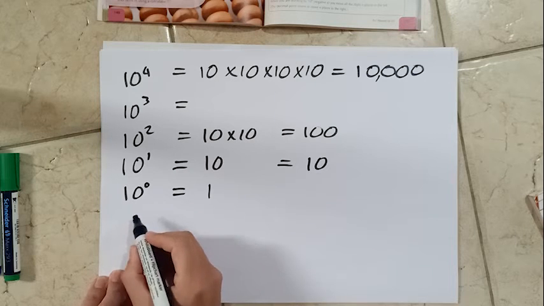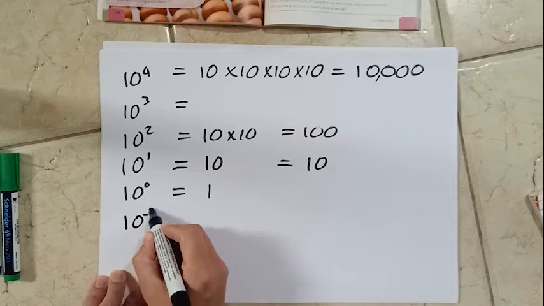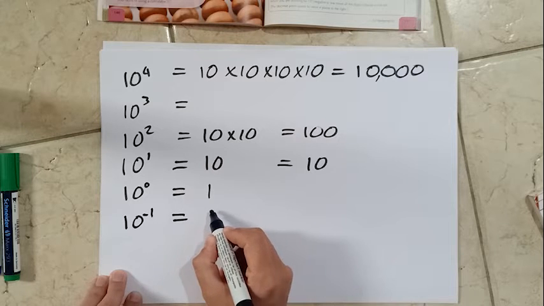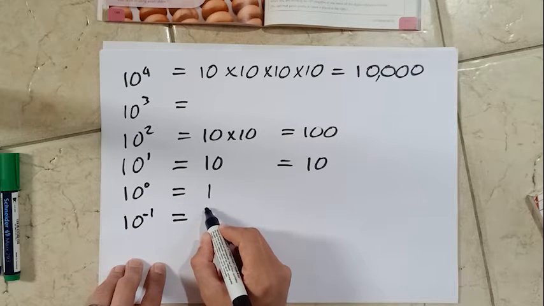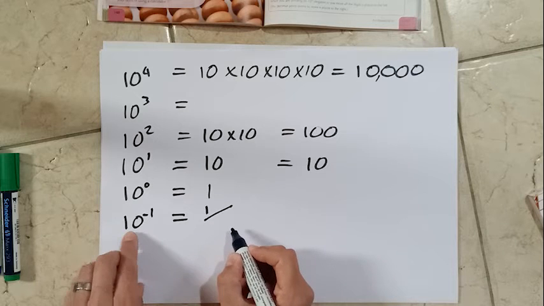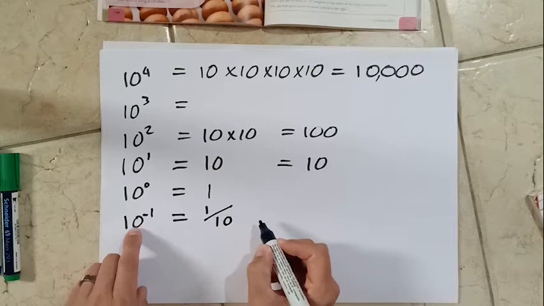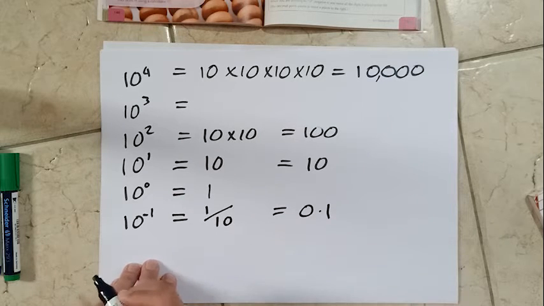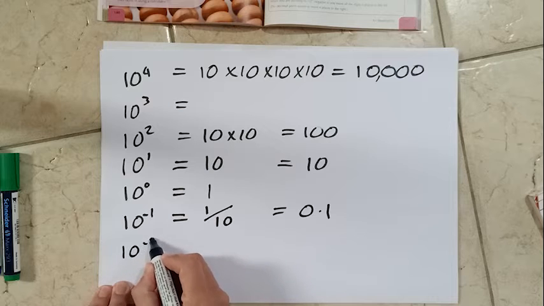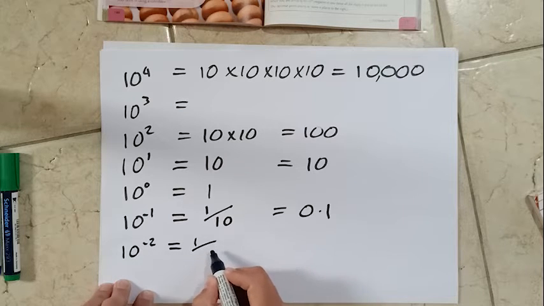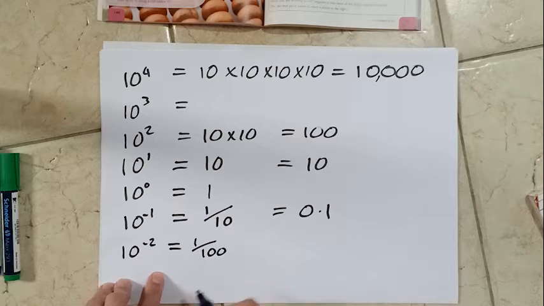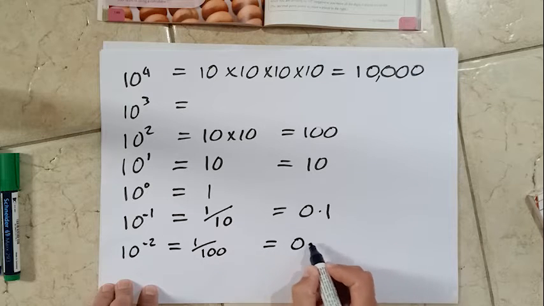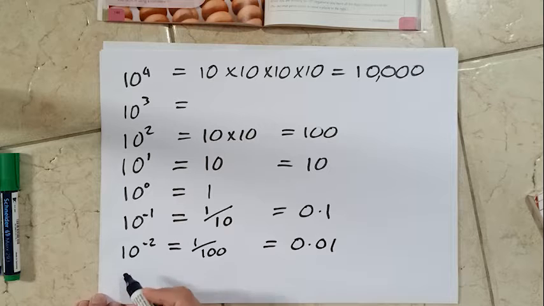But when we go the other way, 10 to the minus 1, the minus means we're going to be dividing 1 by, in this case, 10 to the power of 1, 1/10, which equals 0.1. 10 to the minus 2 is 1 over 10 squared, 0.01. And we could go down to, let's do 10 to the minus 5.